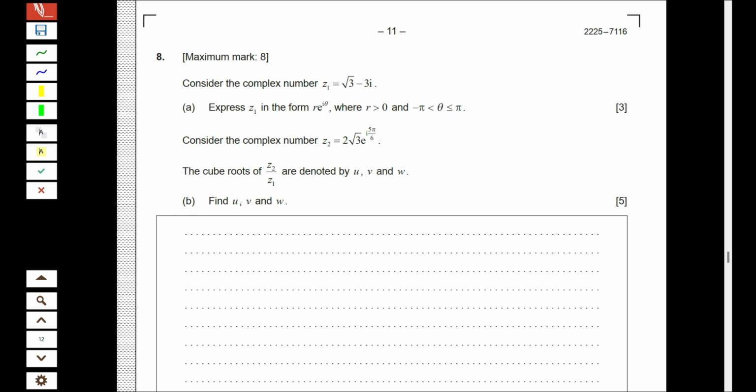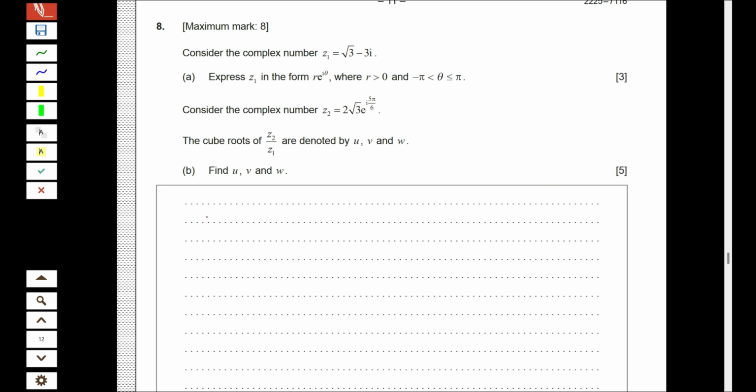Question 8. Consider the complex number z1 equals square root of 3 minus 3i. Express z1 in the form r times e to the power of i theta, where r is greater than 0 and theta is between minus pi and pi. We know that z1 equals square root of 3 minus 3i, and this is in the fourth quadrant. If we call the horizontal axis the real axis and the vertical one the imaginary axis, the real part of this complex number is square root of 3 and the imaginary part is minus 3.